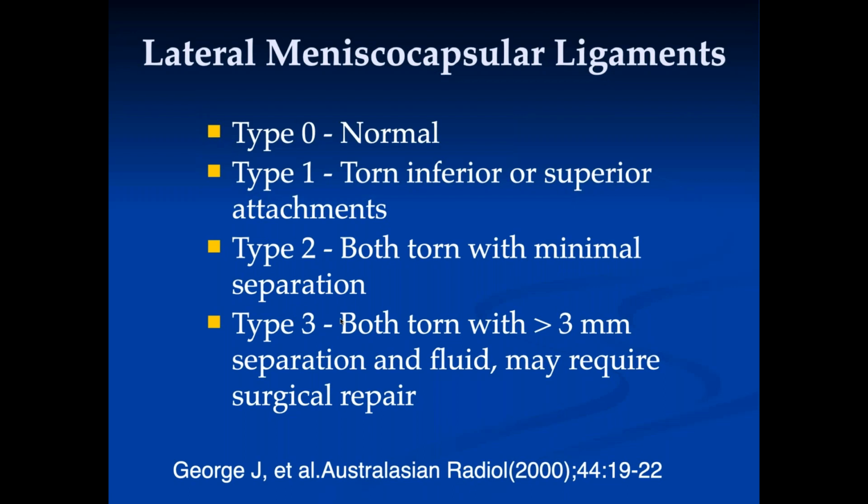Okay. So there's another system by George et al. looking at lateral meniscocapsular ligaments. Type 0 is normal. Type 1 is a torn inferior or a superior attachment. Type 2 is both are torn. Type 3 is both torn with 3 millimeter separation and fluid. And they believe that of all of these, only the one where both are torn and you've got displacement should be surgically repaired. But this was about 20 years ago, and people have gotten a little bit more aggressive with surgery since then.